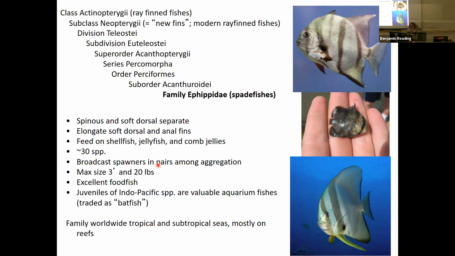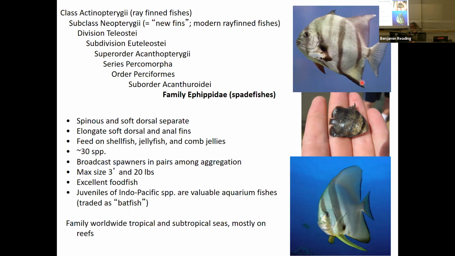Broadcast spawners, sometimes it's pairs, so one male, one female. Oftentimes they do this in an aggregation, so they'll aggregate together and then pair off for spawning. Max size, 3 feet, 20 pounds. Anyone who's ever eaten these, they're very good food fish. So spadefish is an excellent food fish. Juveniles of the Indo-Pacific species are valuable aquarium fishes. Oftentimes they're traded and called batfish in the aquarium, because they've got this unique body shape. They're very pretty fish, oftentimes with a barring pattern.